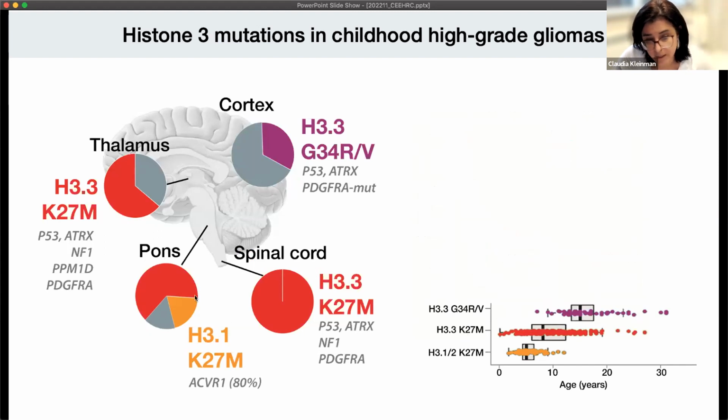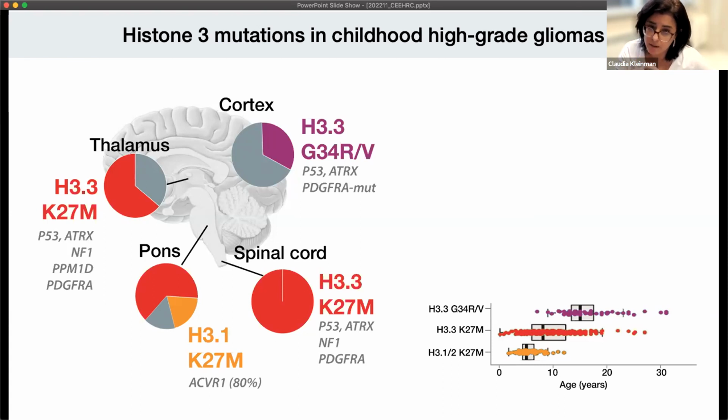So you heard from Selin, H3.1 will hit mainly the pons and is mainly driven by a partner mutation in ACVR1, whereas H3.3 will occur throughout the brain, with K27M hitting the midline and the spinal cord, and G34 mainly the cortex. Each variant and location is associated with age, but also with a set of very specific partner mutations. So a question that has been puzzling me for years now is, why do we see this specific combination in patients?